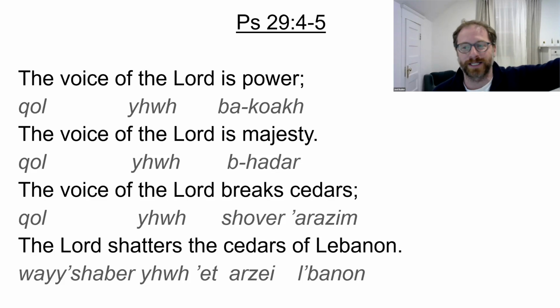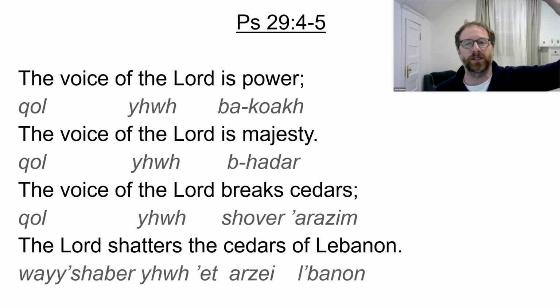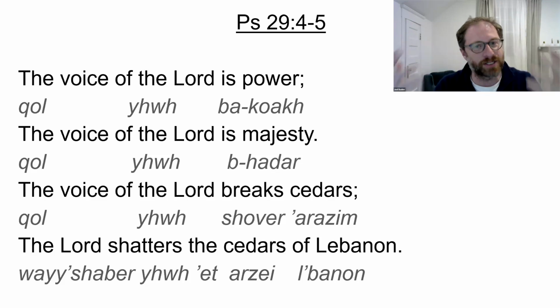It's moved off the water. It's now up north in the Lebanon mountain range, where it is shattering the mightiest trees of the region, right? These are the famous cedars of Lebanon that are used to build Solomon's palace. This is divine power understood through the forces of nature, which is typical storm god imagery.